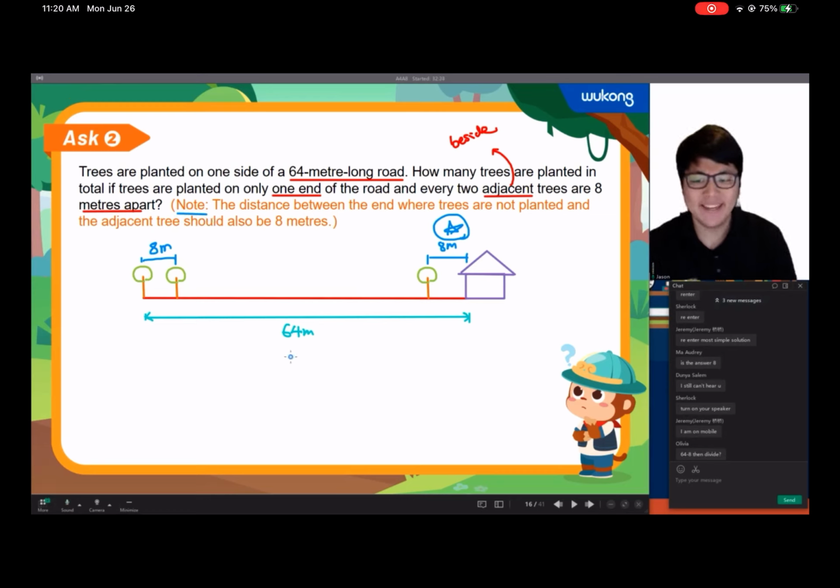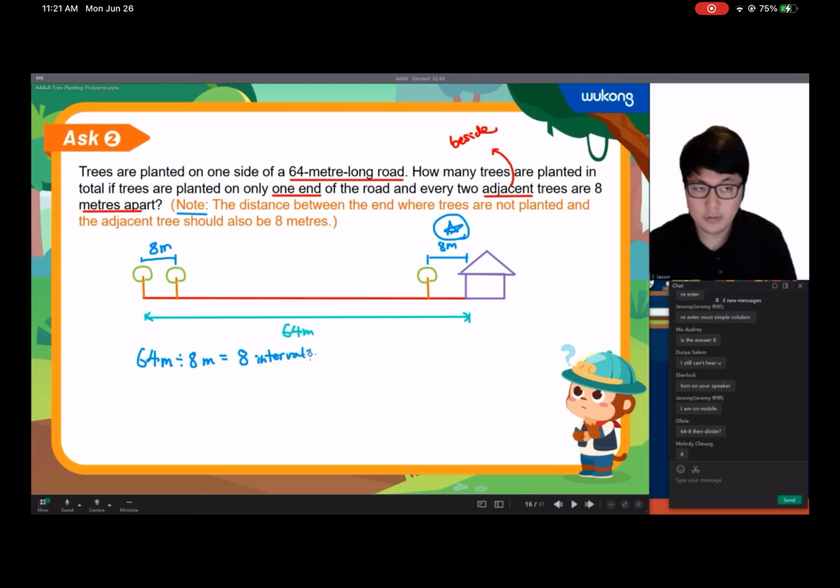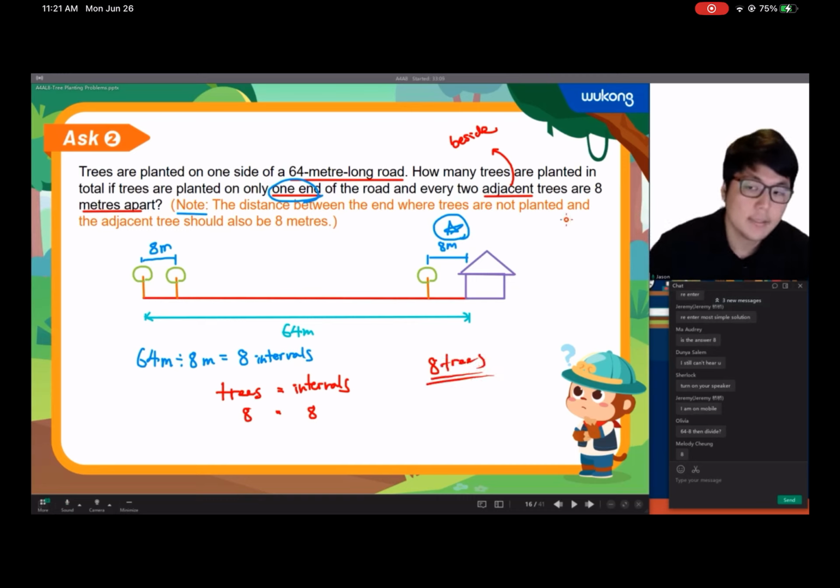Okay, so now, guys, 64 meters, so what do we do? 64 meters divided by 8 meters, because every interval is going to be 8 meters, guys. So that means it's going to be 8 intervals. So that means if it's at only one end, what can we say? We can say that trees is going to be the same as intervals. So 8 equals 8. So 8 trees. Okay? So that's how you do it.